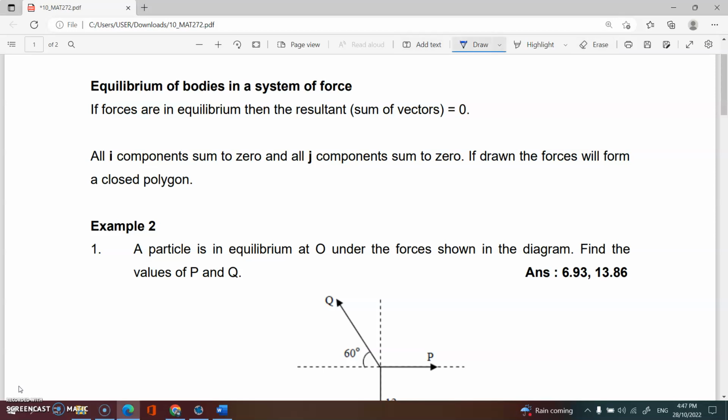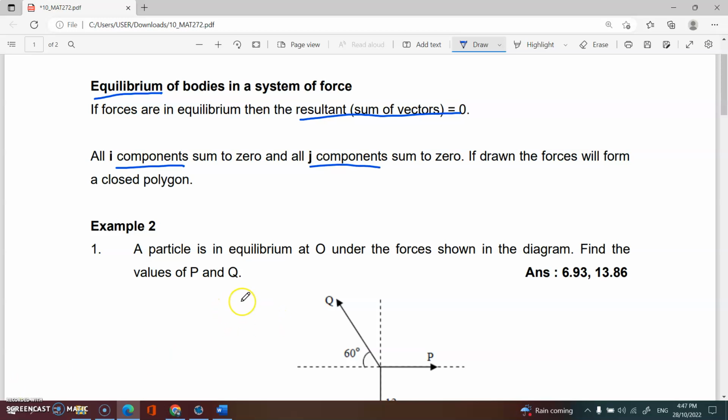So in this video, we will learn about the equilibrium of bodies in a system of force. What do you mean by equilibrium? It means that the particle or the object doesn't move to the right, to the left, or up and down. So it is in a static mode. If forces are in equilibrium, then the resultant or the sum of vectors is equal to 0. So it means that the I component is 0 and the J component is also summed to 0.